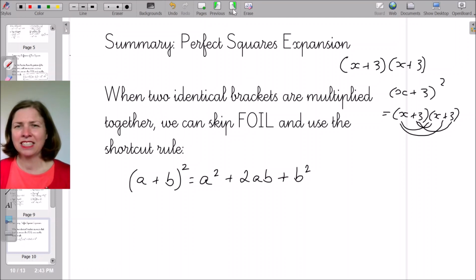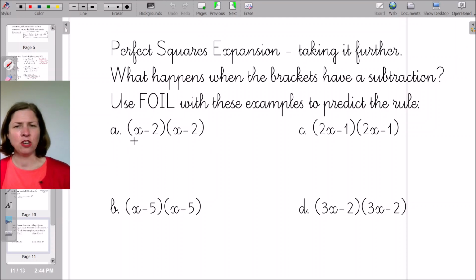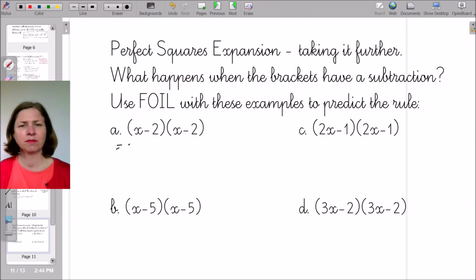Now we're not done with these guys yet. Looks like we are, but we're not. Let's take it further. What happens when the brackets have a subtraction? Now we've already looked at one of those, but I want you to do the same thing again. Use FOIL with them and then predict what changes every time in the rule. Okay, so pause it. Do them yourself and then check my answers.